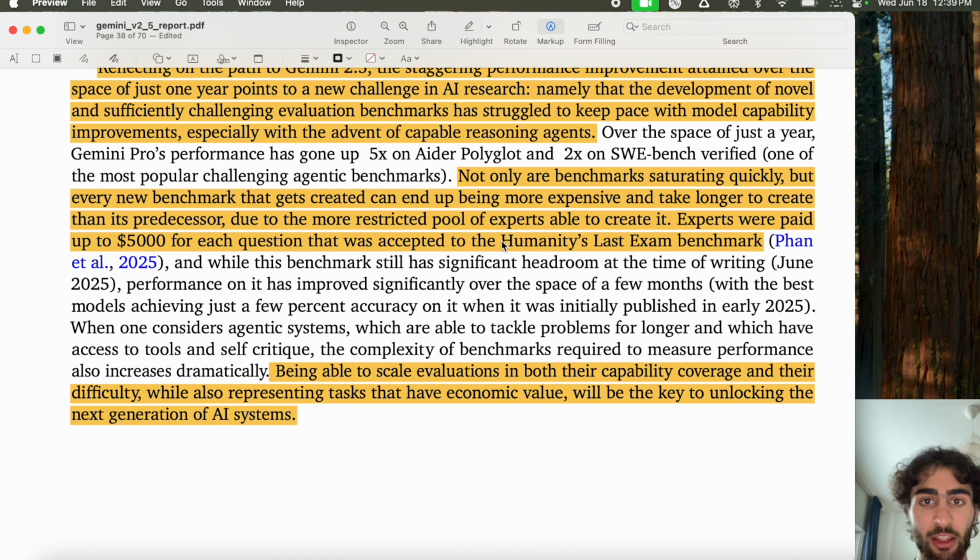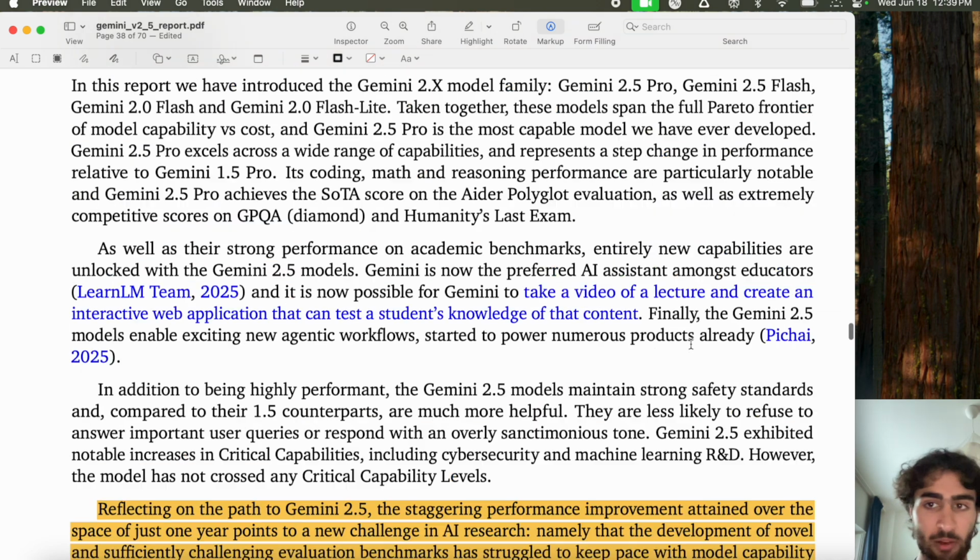One thing I did not know is that for the HLE benchmark, people were getting paid as much as $5,000 to provide questions. With this being said, I myself am working on a benchmark based on the game Factorio, which is not costly. So if you're interested in this, then please search up the Factorio learning environment. And in conclusion, they say, being able to scale evaluations in both their capability coverage and their difficulty, while also representing tasks that have an economic value, will be the key to unlocking the next generation of AI systems.